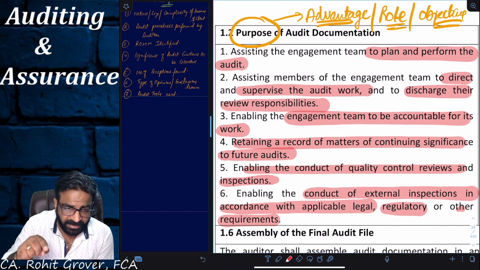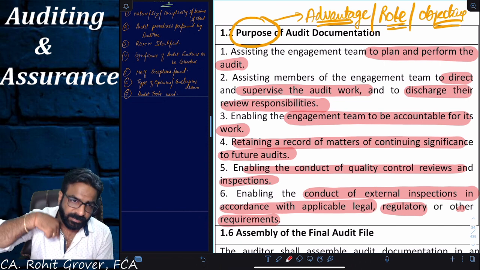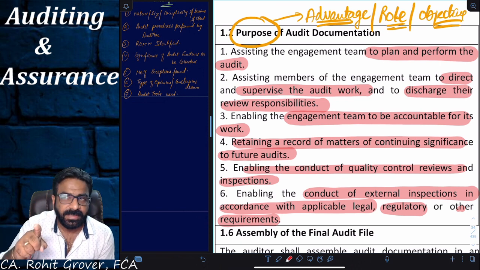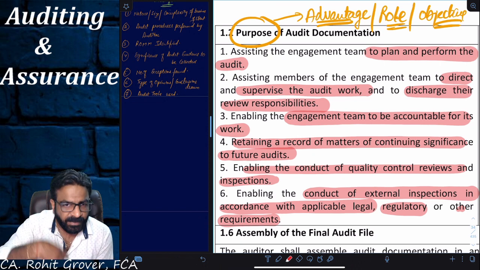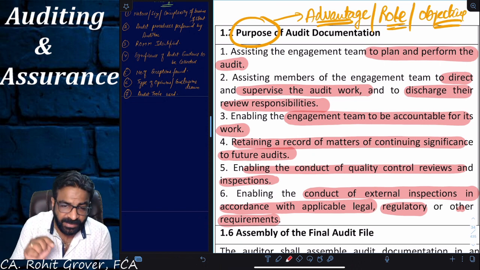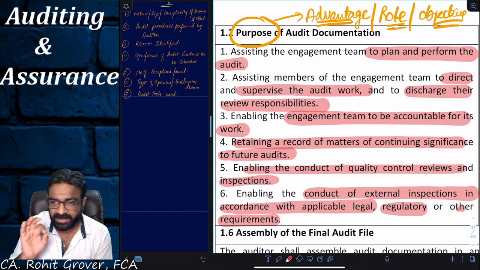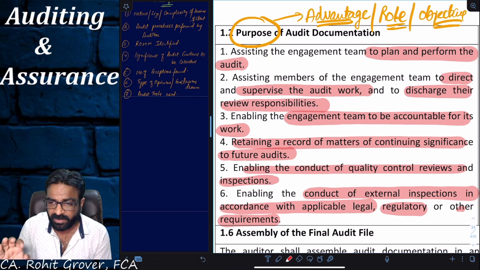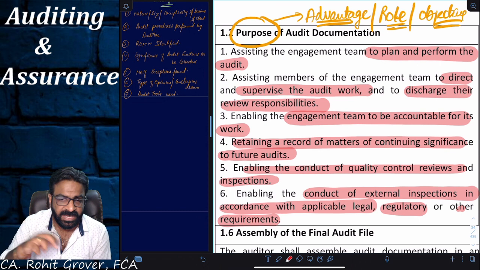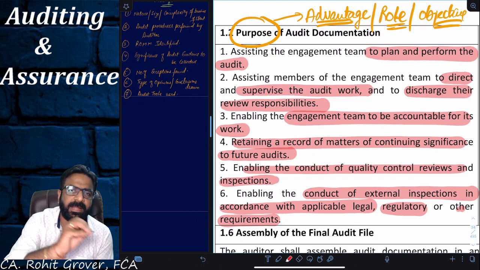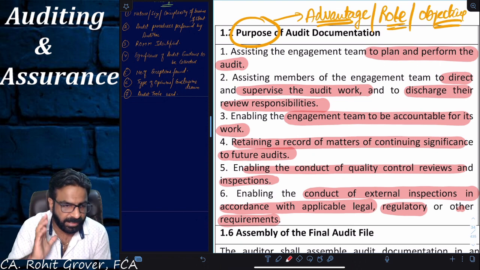No. But whether the income tax department people can come to my office and take a copy of the tax audit report or not? Yes, sir. Yes, because I maintained one copy for myself also. That is the sixth point, everyone. Read it carefully: enables the conduct of external inspections in accordance with the applicable legal, regulatory, or other requirements. It means if sometimes my client can't help, I can help my client. Am I correct or not?